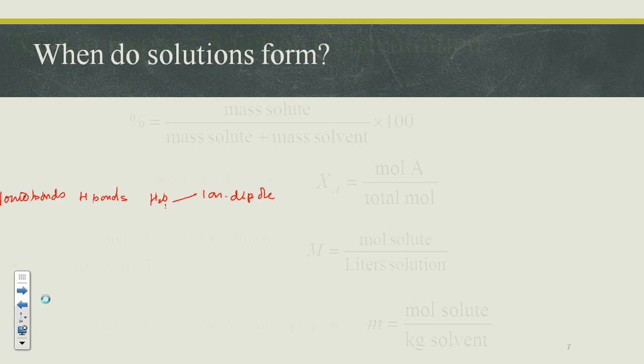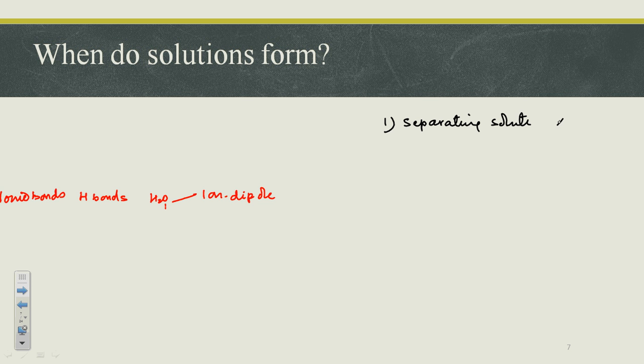So, the solution process really has 3 steps in it. The first step is separating the solute particles, and this is always endothermic, so there's a positive energy associated. Then separating the solvent particles, and this is always endothermic as well.